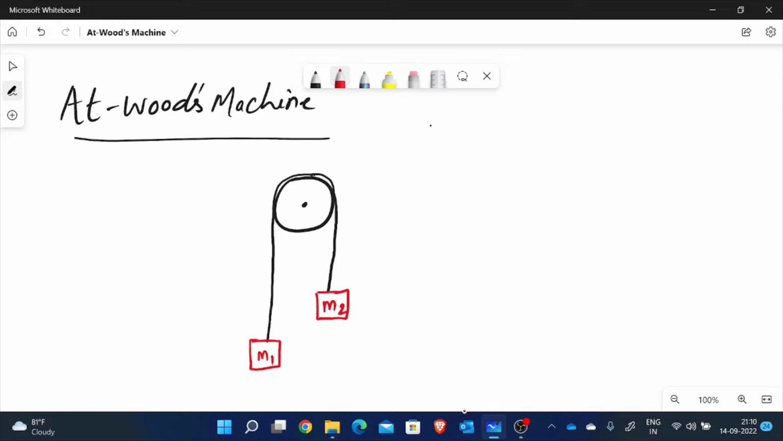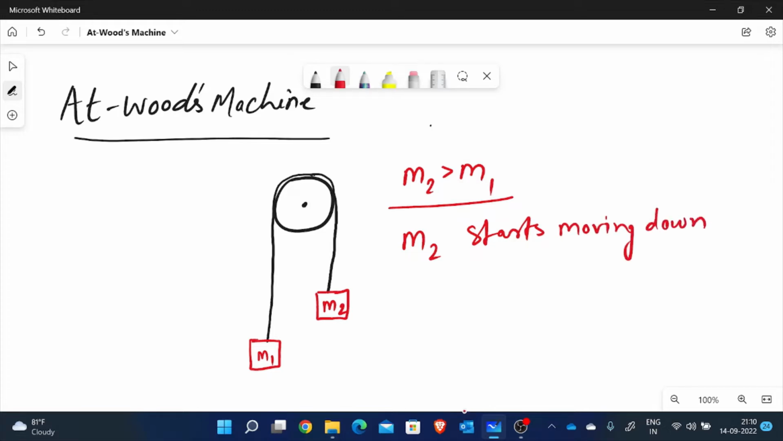You can choose any one of the masses greater than the other one. So let's say I'm saying M2 is greater than M1. And right now I'm holding this string, so the masses are not able to move. But the moment the string is free, it means I have removed the external force. So what happens? Mass M2 starts moving downward and M1 starts moving up.